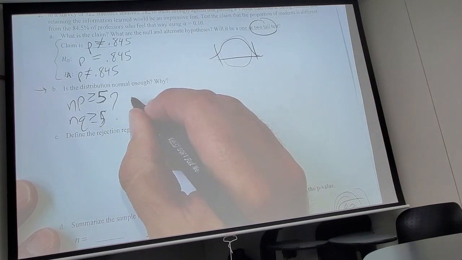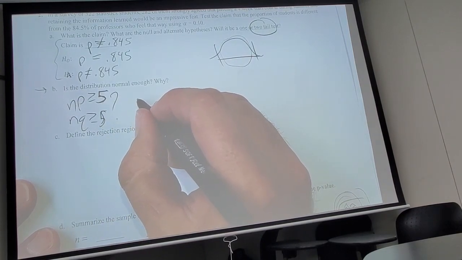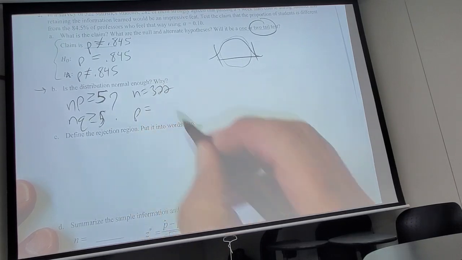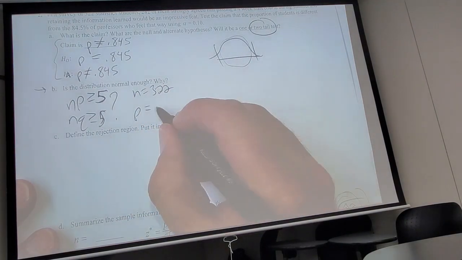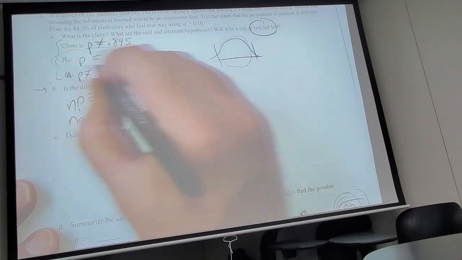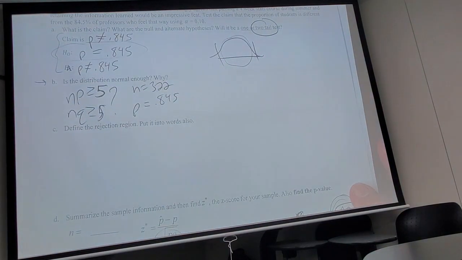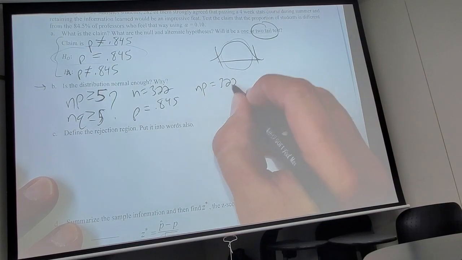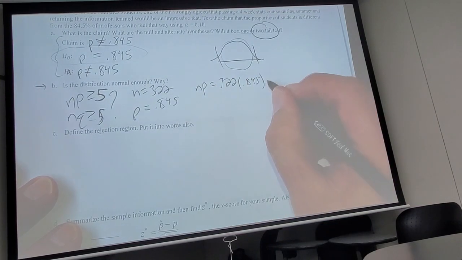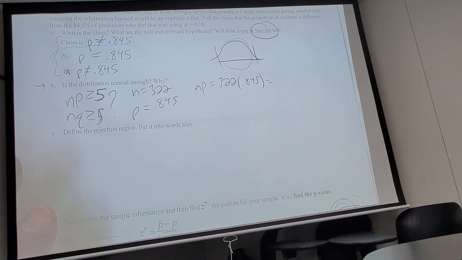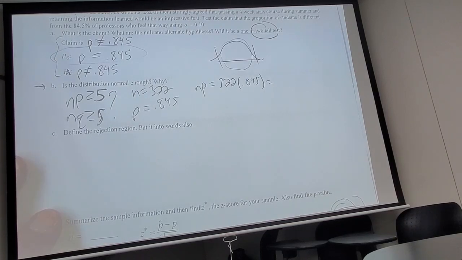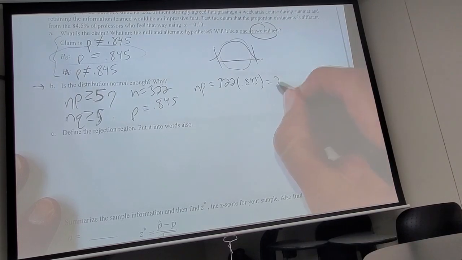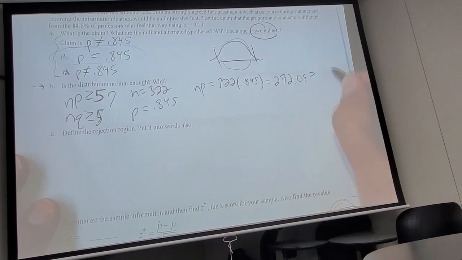Jeff, you can do it. So what is n? 322. What's p? 0.845. I love it. We assume this is right. So we're assuming that p is 0.845. So what's np? Somebody help me out. 322 times 0.845. 272.09. And that's definitely bigger than 5.